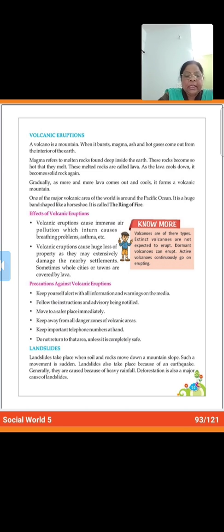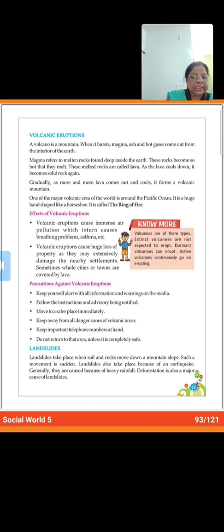Now, let me read the effects of volcanic eruptions. Volcanic eruptions cause immense air pollution, which in turn causes breathing problems, asthma, etc. You know, when the lava comes out, it comes out with smoke and hot gases from inside, and it mixes with the atmosphere. Naturally, it will cause breathing problems because we breathe in air only, na? And air gets polluted, and thus breathing problems are created.